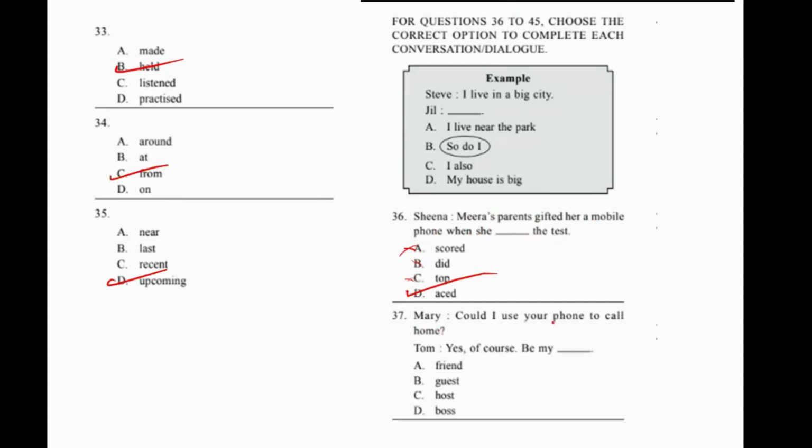Next, Mary: Could I use your phone to call home? Tom: Yes, of course. Be my dash. Be my friend? No, that doesn't fit. Be my guest. You are always welcome. Yes, we can use this one. Be my host? No. Be my boss? No. When somebody is requesting you, you say, yes, of course, be my guest. So option B is the correct answer.